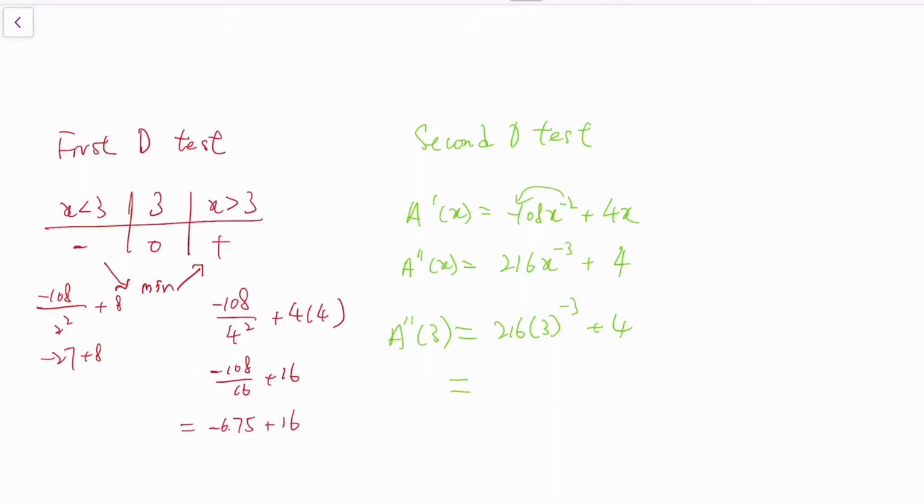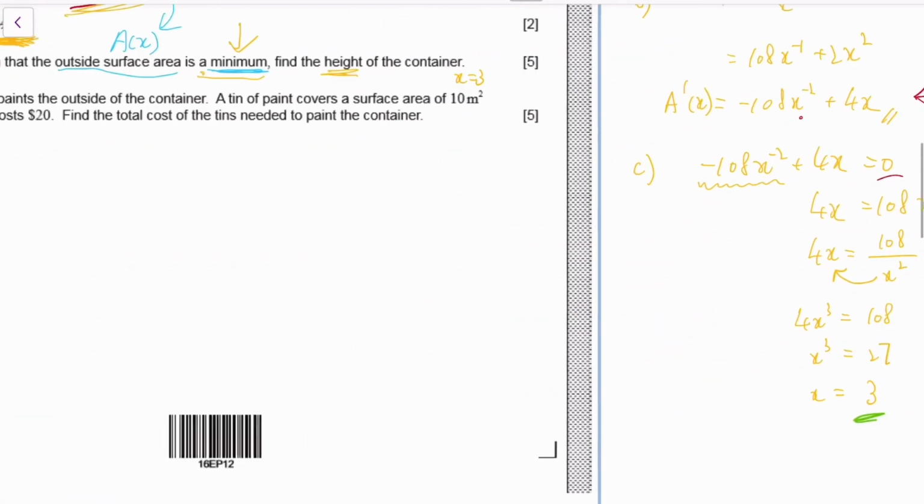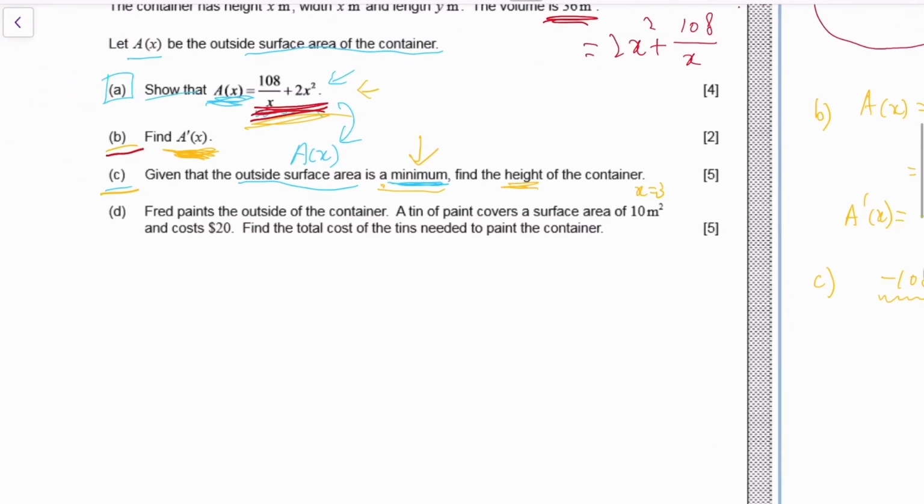So let's do it. Times 3 to the power of negative 3, that's over 27, plus 4, you should get 12, okay? Which is positive, which of course should be, because it's a minimum. So this is how you would justify it if the question asks for it. Okay? Which they did not, but it's fine.